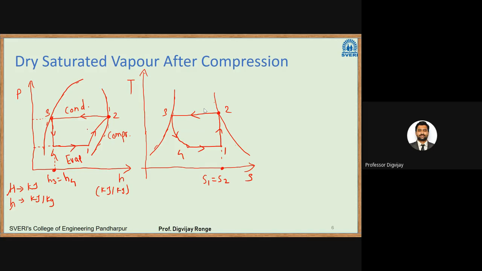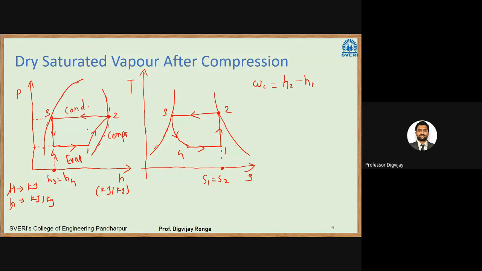1 to 2 is isentropic compression of vapor to dry saturated vapor. In this case, the compression work WC will be equal to H2 minus H1. Now 2 to 3 is constant pressure and temperature heat rejection. In that case, vapor is converted to liquid. Process 3 to 4 is isenthalpic expansion by throttle or expansion valve. Process 4 to 1 is constant pressure and temperature heat absorption by refrigerant.